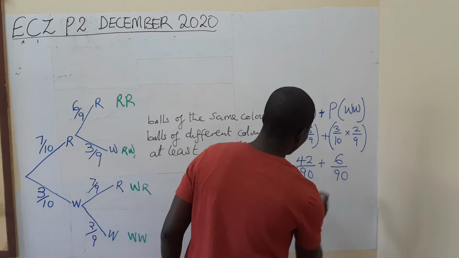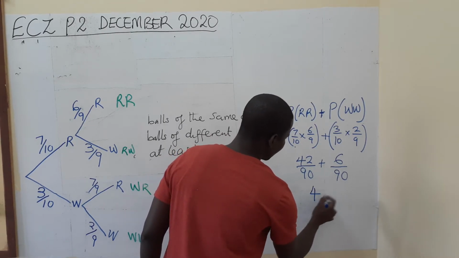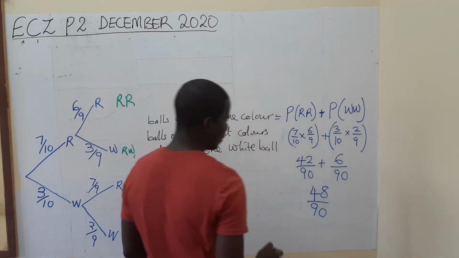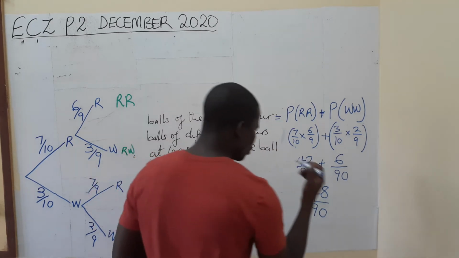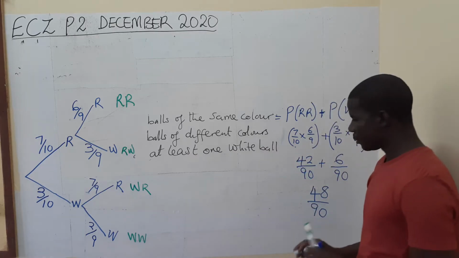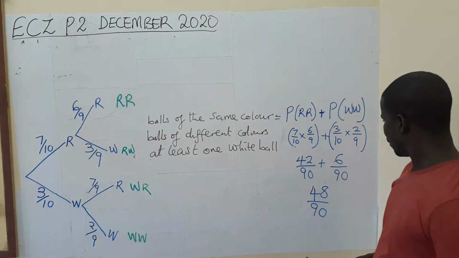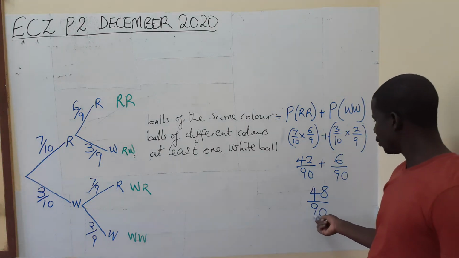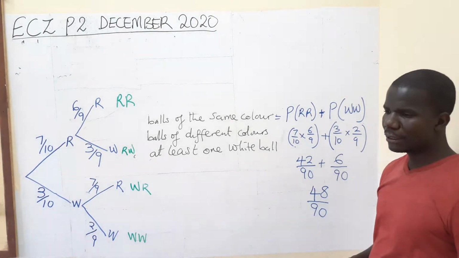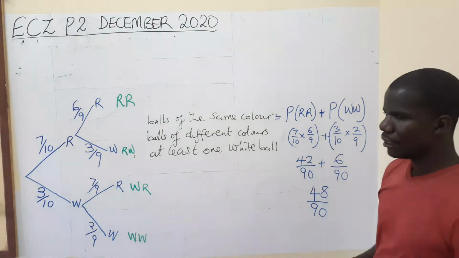Then you add this. What are you going to get? 48 over 90. So you just have to begin to simplify bit by bit. Don't make mistakes. You can use 2, or you use the next number. Can 6 go into 90? Yes, I think it will.